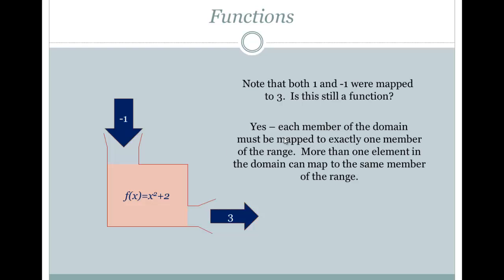Remember, to be a function, each member of the domain must be mapped to exactly one member of the range. We did that. 1 got a value of 3. -1 got a value of 3. That's okay. They only got one value. More than one element in the domain can map to the same member of the range. And that's what happened here. Both 1 and -1 were mapped to 3, but that's okay.